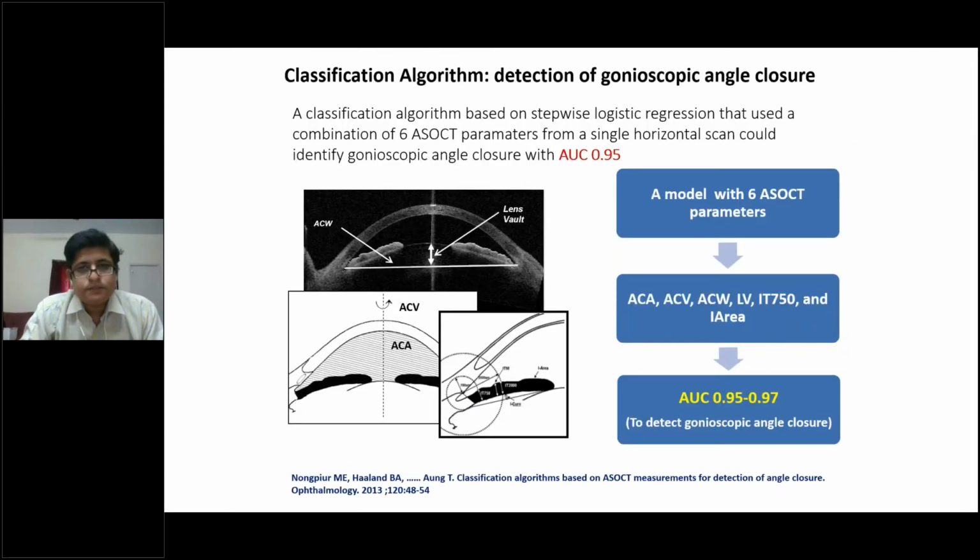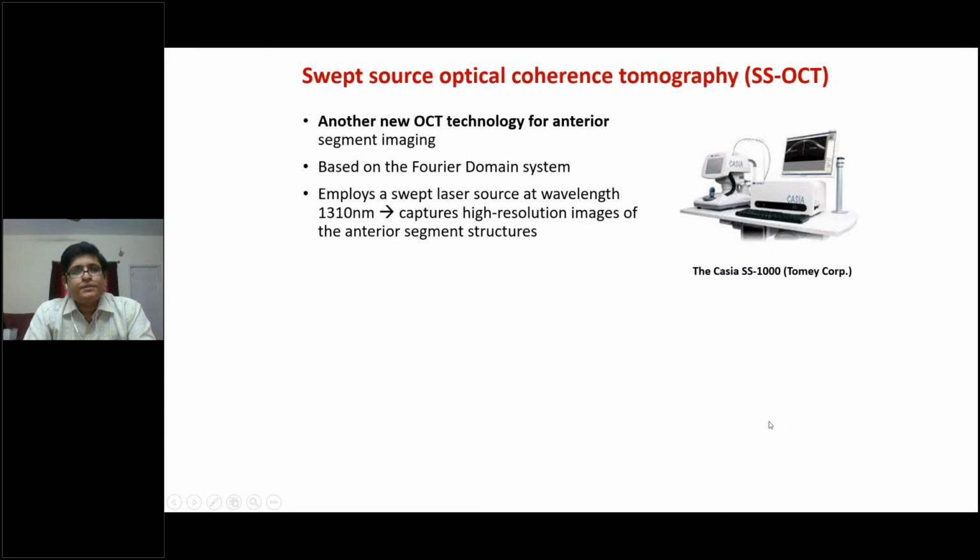Because of this discrepancy between gonioscopy and ASOCT, we tried to build classification algorithms using the various parameters, and we were successful in getting very good performance against gonioscopic angle closure.